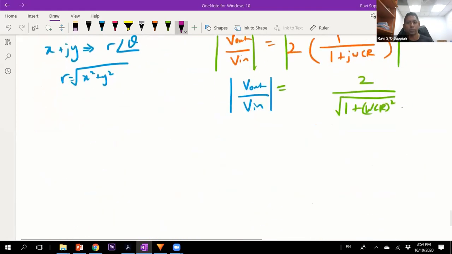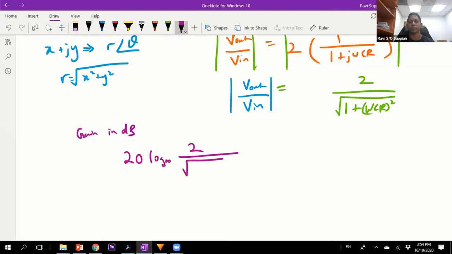Then we understand what is going on. Currently we have this relationship, but it is in ratio form, so you want to convert to dB. The gain in dB is 20 log of the gain in ratio form, which is 2 over the square root of 1 plus (omega CR) squared. So this is basically the gain in dB. You're just doing a 20 log of the ratio.